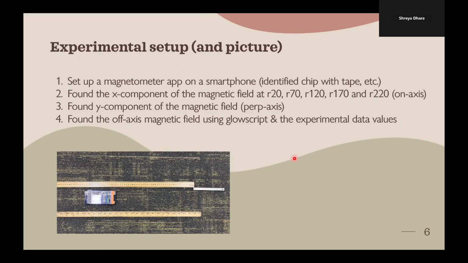So the steps were to set up the magnetometer app, which is on the smartphone right here. We identified where the chip would be placed using the tape method. We found the X component of the magnetic field at 0.20, 0.70, 0.120, etc. on axis. And that was one experiment using the meter sticks and the smartphone. In the second experiment, we found the Y component of the magnetic field, which is perpendicular to the axis. And then finally, we used GlowScript to find the off-axis magnetic field.